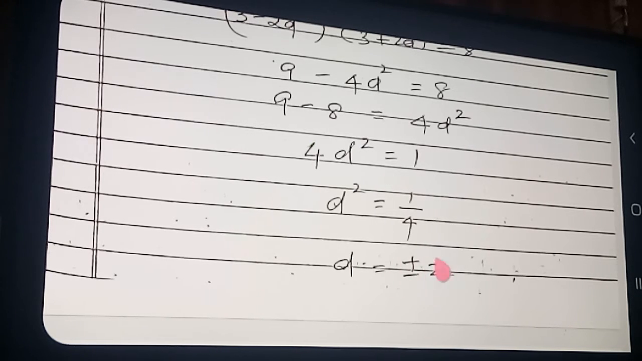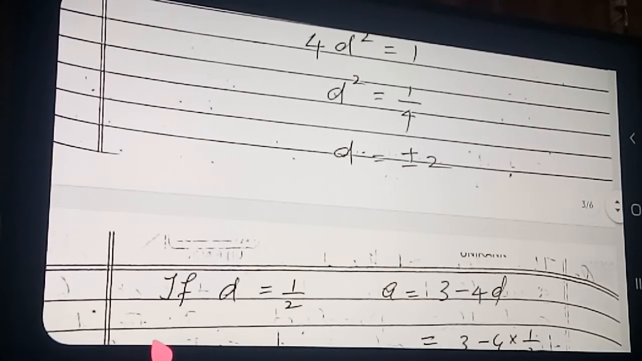Okay. Here you make a correction. So d square is equal to how much? 1 by 4. So what is the correction here? d is equal to plus or minus 1 by 2. Note: plus or minus 1 by 2.